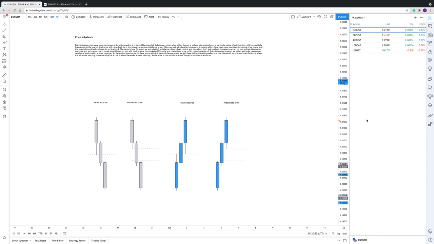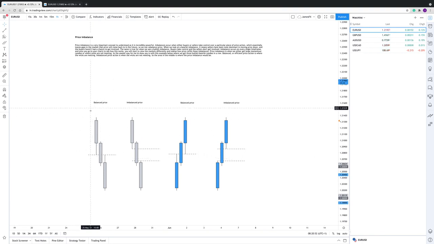Price imbalance is when we either get a large momentous candle or where wicks are not meeting. The easiest way for me to show you this is with the example below, where we're going to look at 3 bullish or bearish candles in a row. If we look at this example here, we have 3 bearish candles in a row. Okay, so it's all selling pressure.